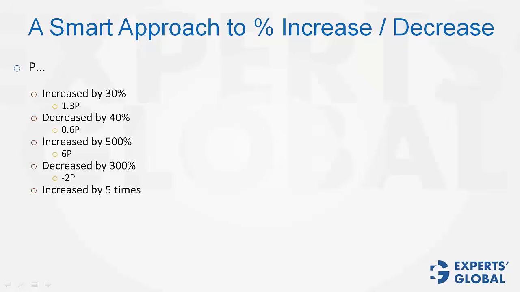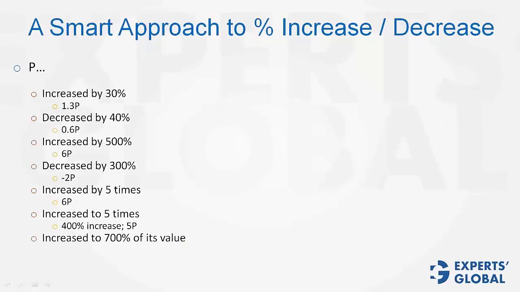Increased by 5 times. That means p plus 5p. P becomes 6p, and that is a 500% increase. Increased to 5 times. That means p has become 5p, and therefore the increase is 400%. Increased to 700% of its value. So p has become 7p. That is a 600% increase, and the new value of p is 7p. Increased by 700% of its value. That means 7p is the increment. So p plus 7p equals 8p is the new value.